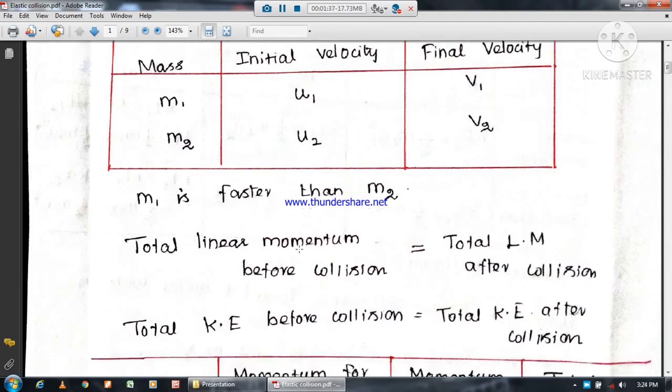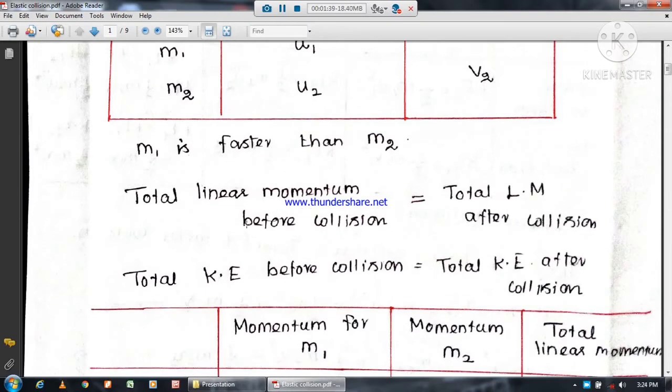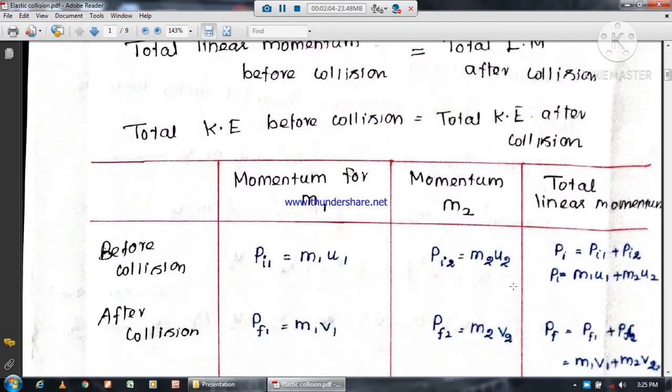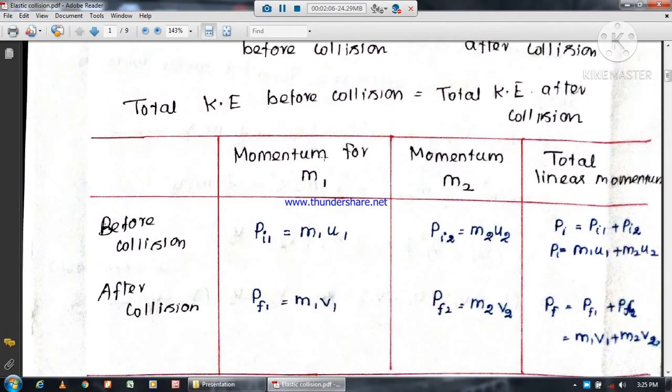So for elastic collision, the total linear momentum and the total kinetic energy of the two bodies before collision and after collision must remain the same. So total linear momentum before collision is equal to total linear momentum after collision, and total kinetic energy before collision is equal to total kinetic energy after collision. Okay, first we are going to find the total linear momentum.